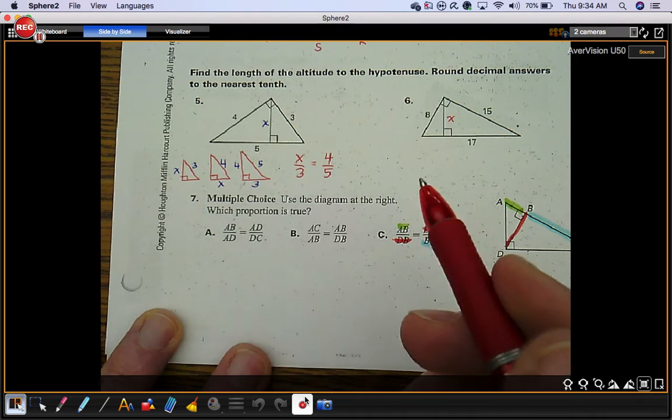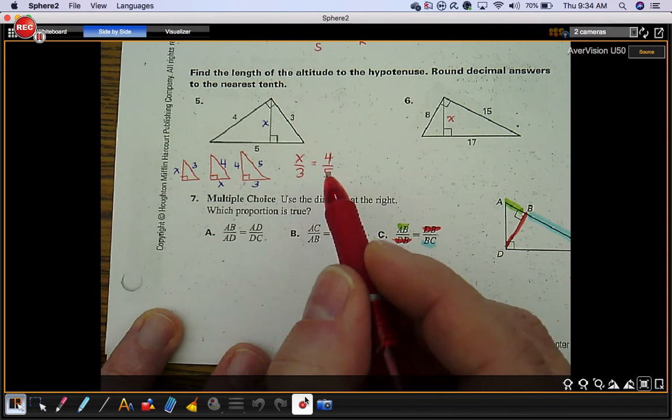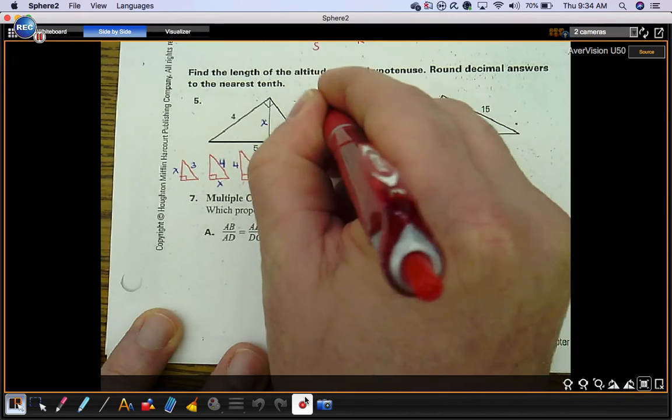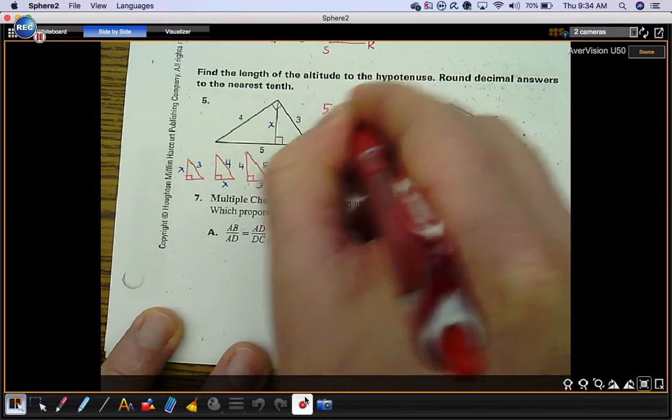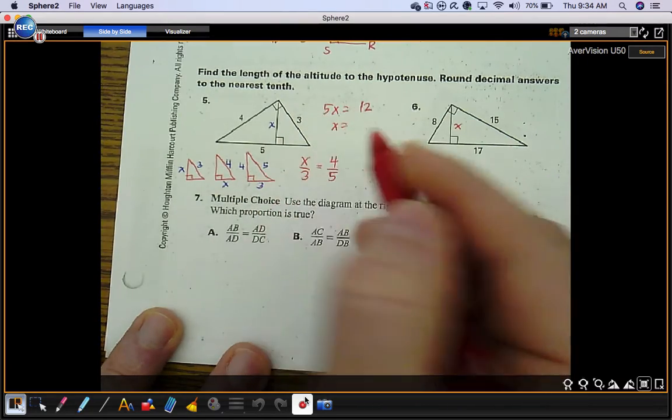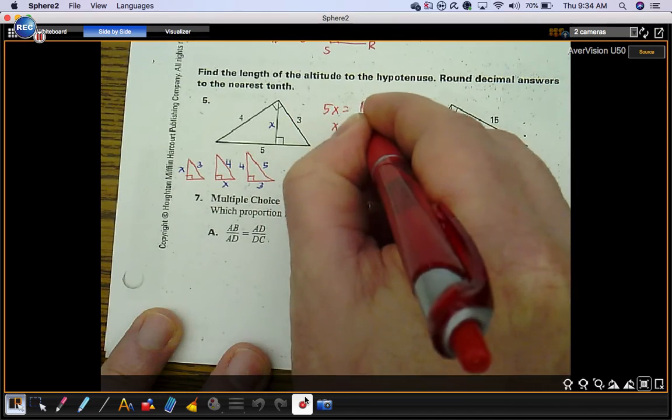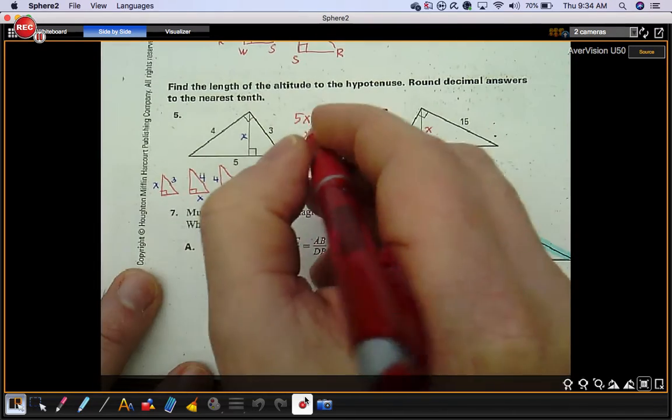Now, when you cross multiply, you better get 2.4. 5 times x is 5x, and 3 times 4 is 12. 12 divided by 5 is 2.4. That's how that works.